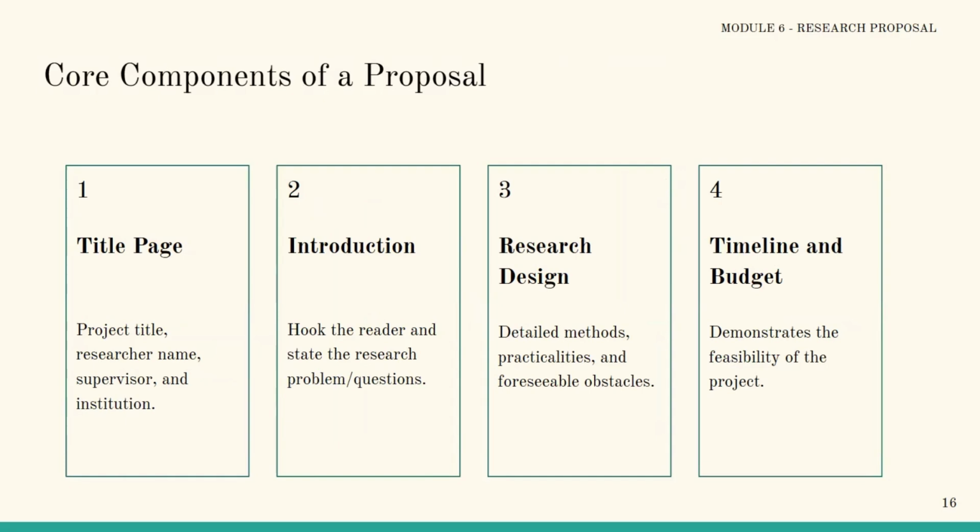So a research proposal has four core components. There should be a title page, with the project title, researcher's name, supervisors and institutions. There should be a good introduction, a very important part of the proposal. It should hook the readers and state the research problem and questions. Then the research design, where we explain the detailed methods, practices, and foreseeable obstacles. And finally, we should demonstrate the feasibility of the project within the given time and budget.